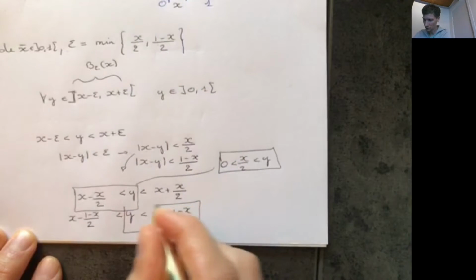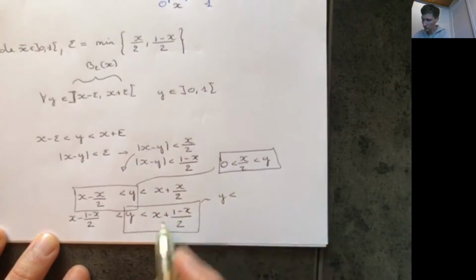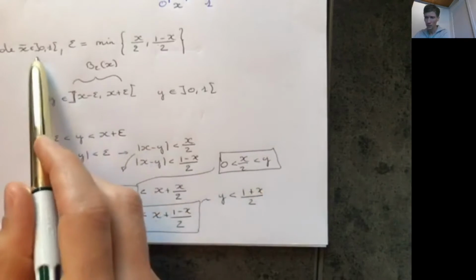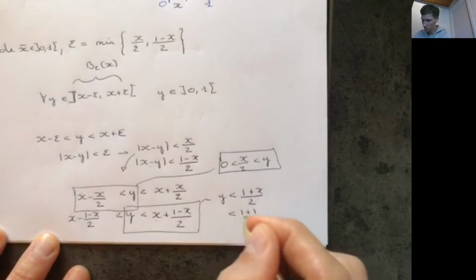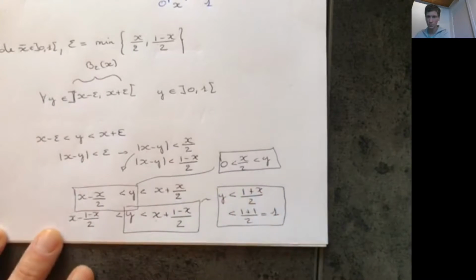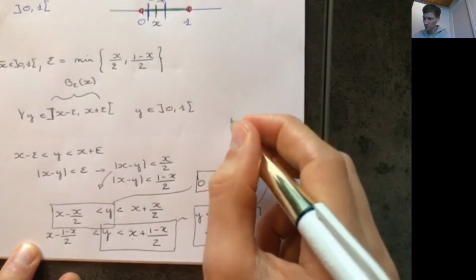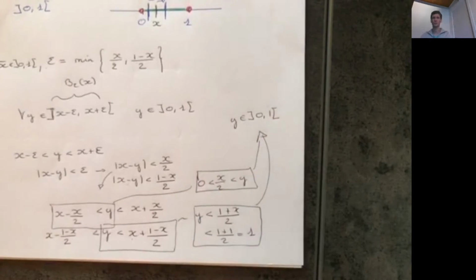And then I can take this one here. From this, it follows that y is smaller than, putting this on a common denominator, (2x minus x plus 1) over 2. So this is (1 plus x) over 2. And x is smaller than 1. So this is smaller than (1 plus 1) over 2, which is equal to 1. So also y is smaller than 1. And from these two, it follows that y is in the open interval (0, 1).